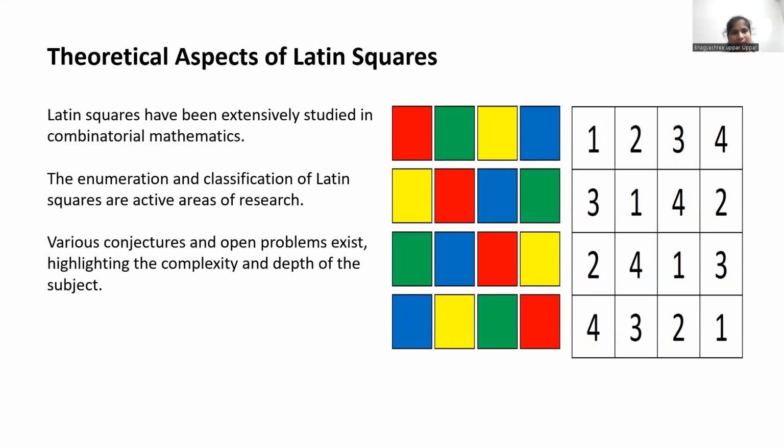Theoretical aspects of Latin squares. Latin squares have been extensively studied in combinatorial mathematics. The enumeration and classification of Latin squares are active areas of research. Various conjectures and open problems exist, highlighting the complexity and depth of the subject.